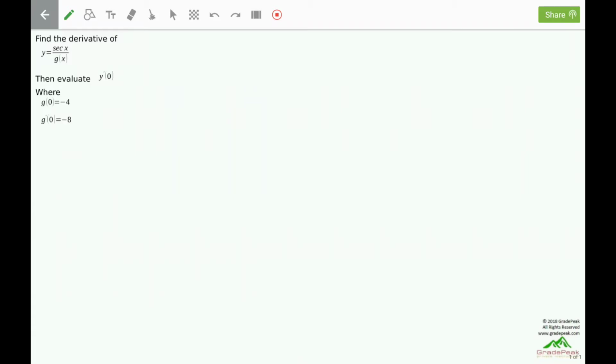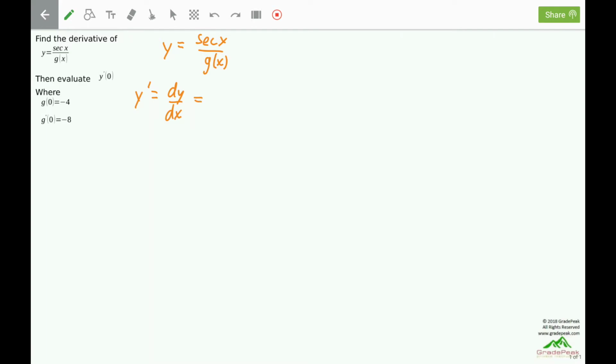Find the derivative of y equals secant x over g of x, then evaluate y prime of 0, where g of 0 is negative 4 and g prime of 0 is negative 8. Y here is the quotient of a known function, secant of x, and an unknown function, g of x. The derivative will involve the quotient rule, so y prime, or dy dx, will be the derivative of the numerator.